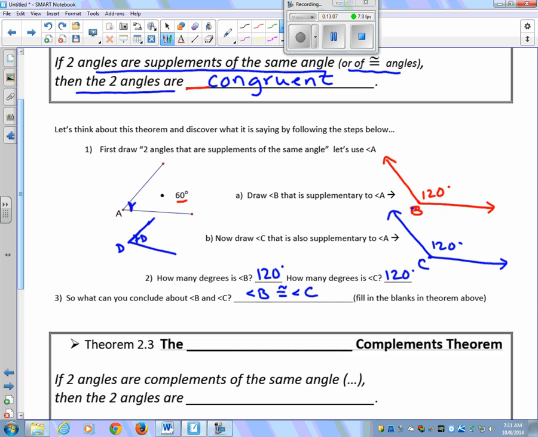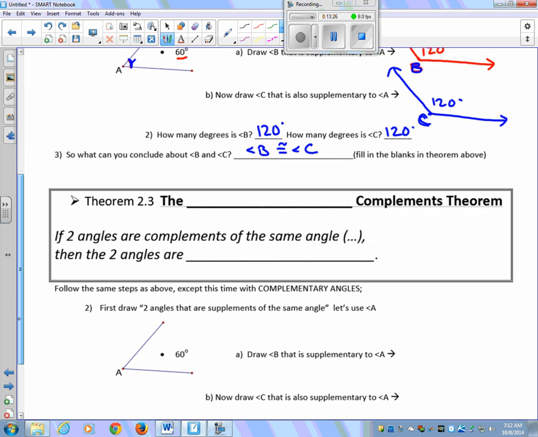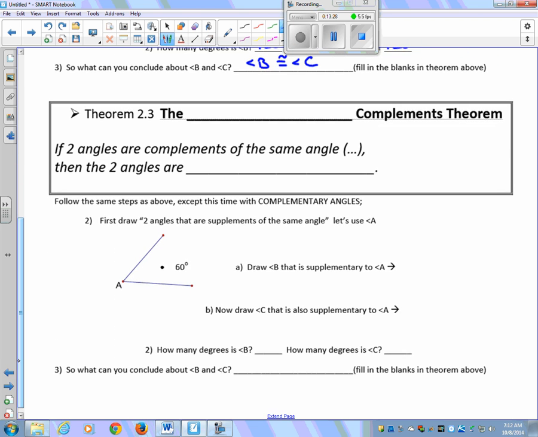So if I then said B is supplementary to A and C is supplementary to D, B and C are still going to be congruent because they're supplements of two angles that are congruent angles. So that's what that little parenthesis means there. All right, so let's see this next theorem. The blank complements theorem this time.